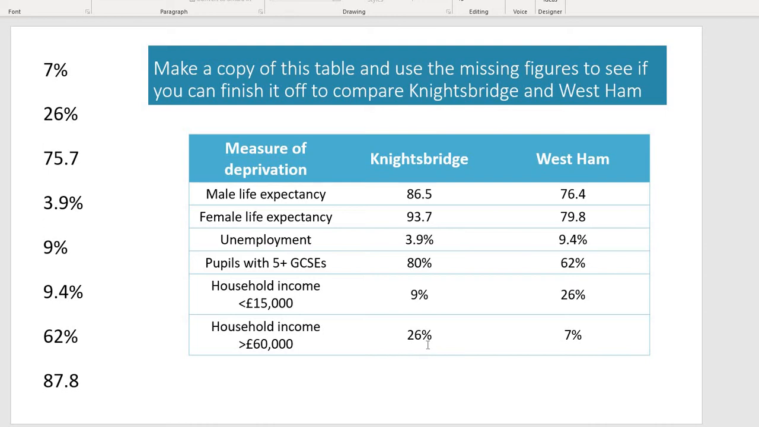If we look at the amount of people who are making plenty of money, the amount of people who are on a low income, we've got 9% versus 26%. The amount of pupils who are getting 5 decent GCSEs is way lower in Westham. Unemployment levels are far higher in Westham. So we can see for every single one of these, Westham is definitely the area that isn't doing so well.